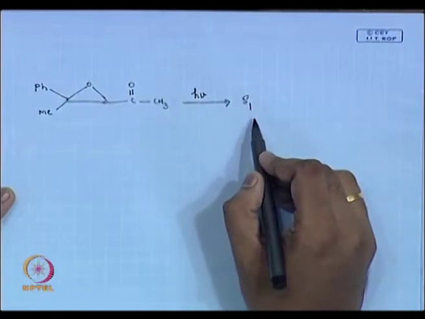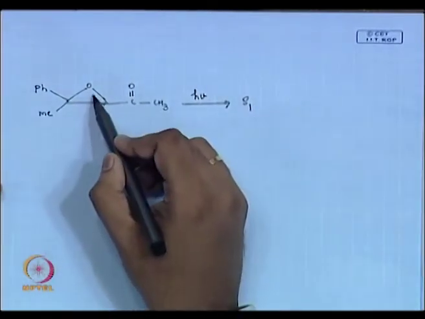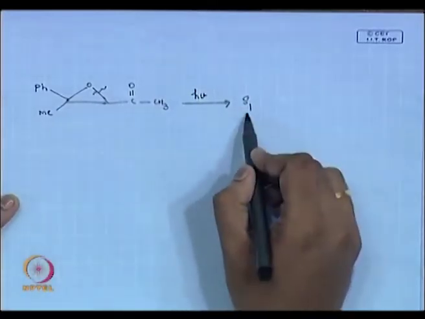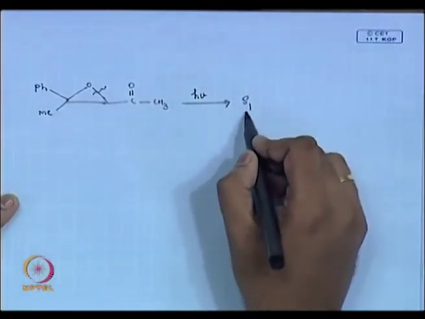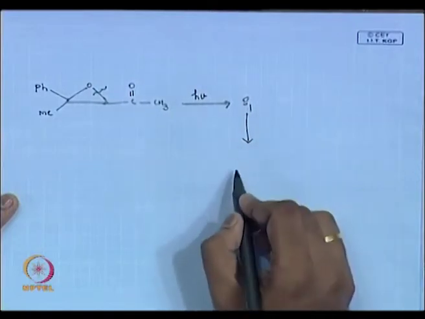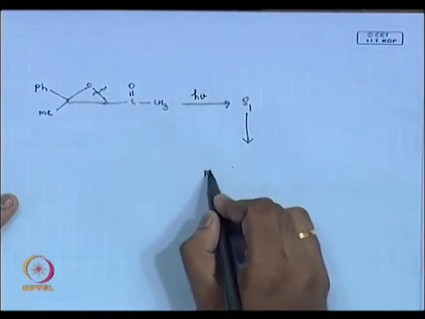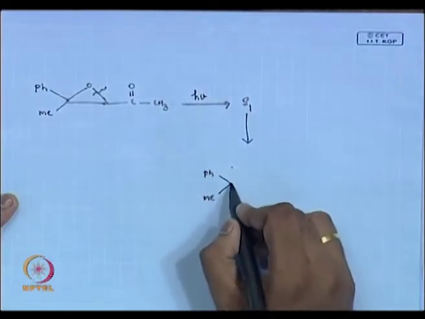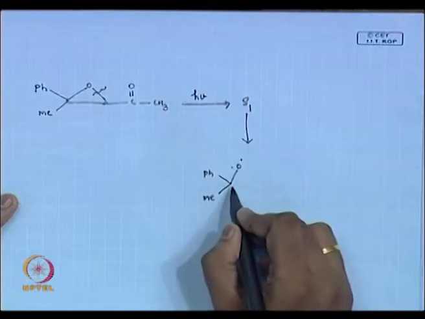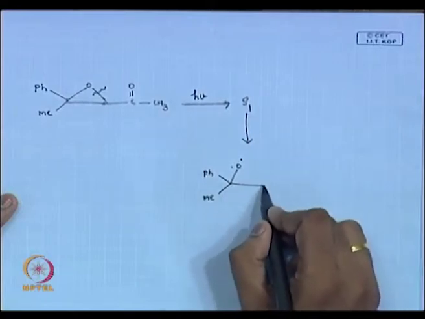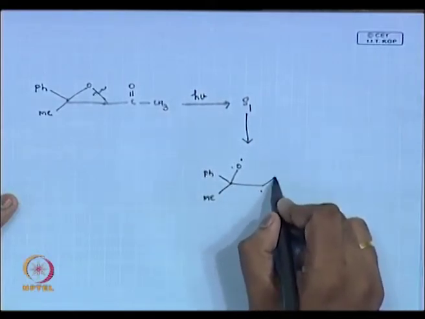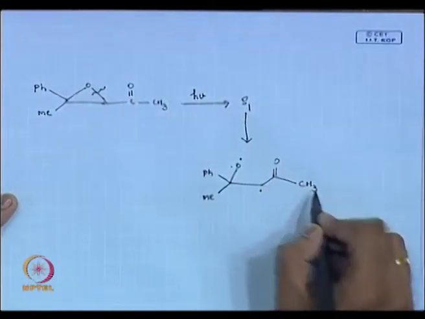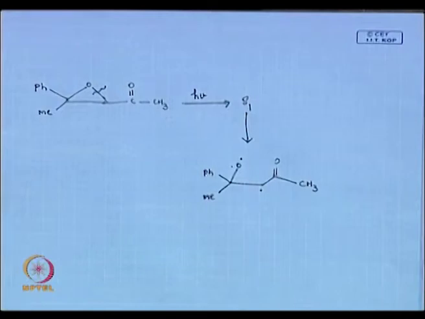I can do my cleavage. So, in this case you know that I can cleave because the C-O bond is a little bit weak. So, I can get a radical. What radical can I get? I can get a phenyl, methyl, O dot. Looks like a simple system.